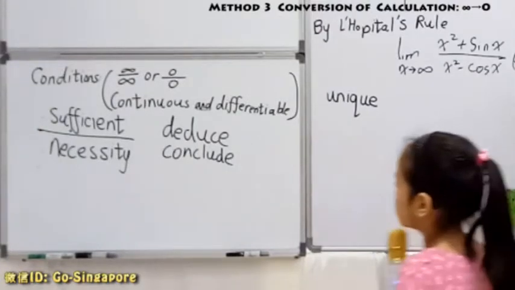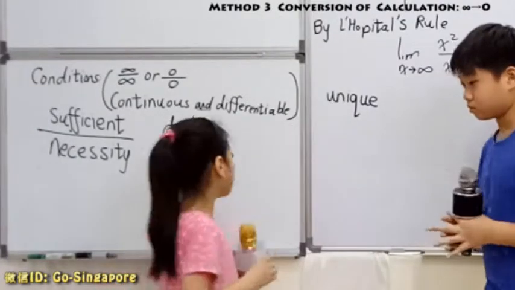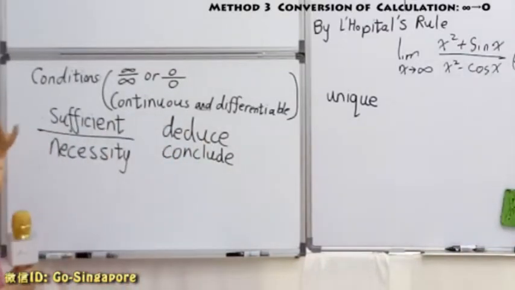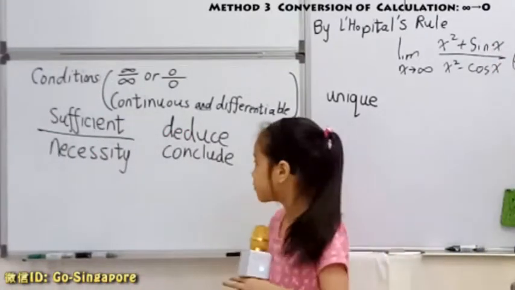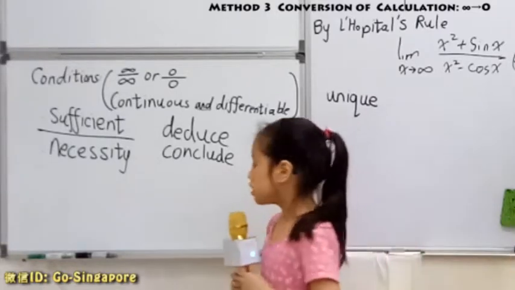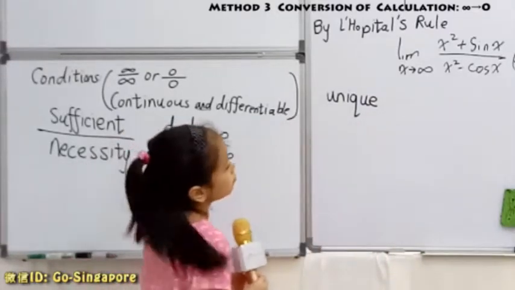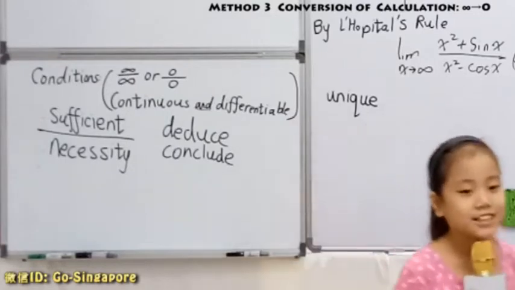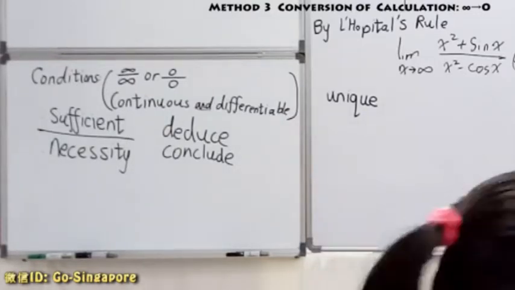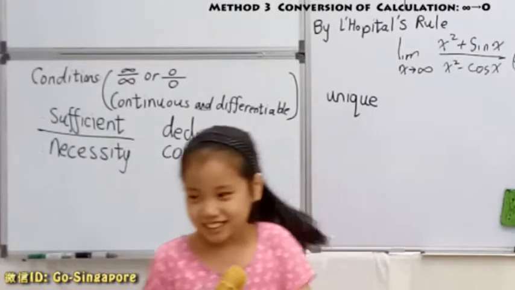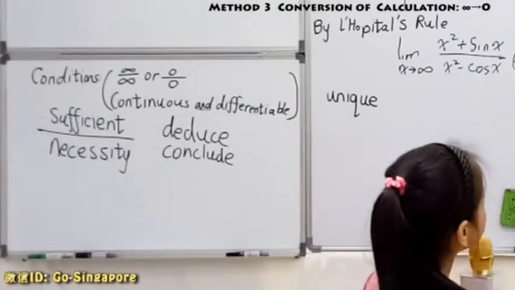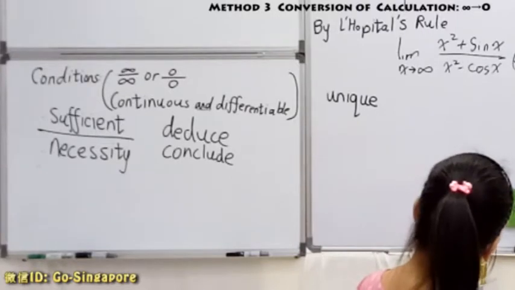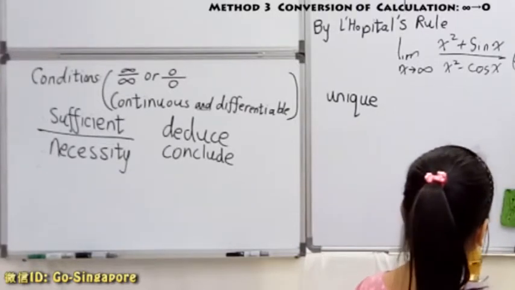Other than the conditions, it is still not enough. And plus, this is definitely not sufficient. It's not just sufficient, it is necessary. Plus, the answer must be unique. Yes, correct. So is this the only example where we cannot use L'Hopital's rule? I don't think so. If you don't think so, can you think of any other examples?